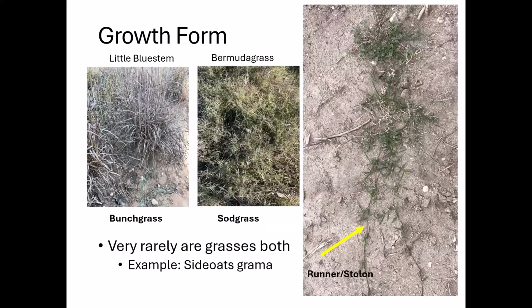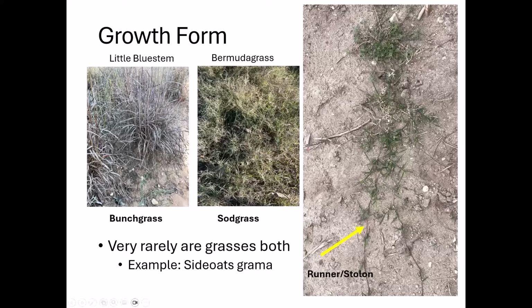Growth form. You have some grasses that appear as bunch grasses very consistently. A bunch grass is basically like a rounded mound with leaves coming out. And then you have sod forming grasses, which are just kind of like a tangled carpet, like the Bermuda grass right here. Very rarely are grasses both. One example would be Cytodes grama. It's got a bunch grass form, and then it's got a sod colony form.